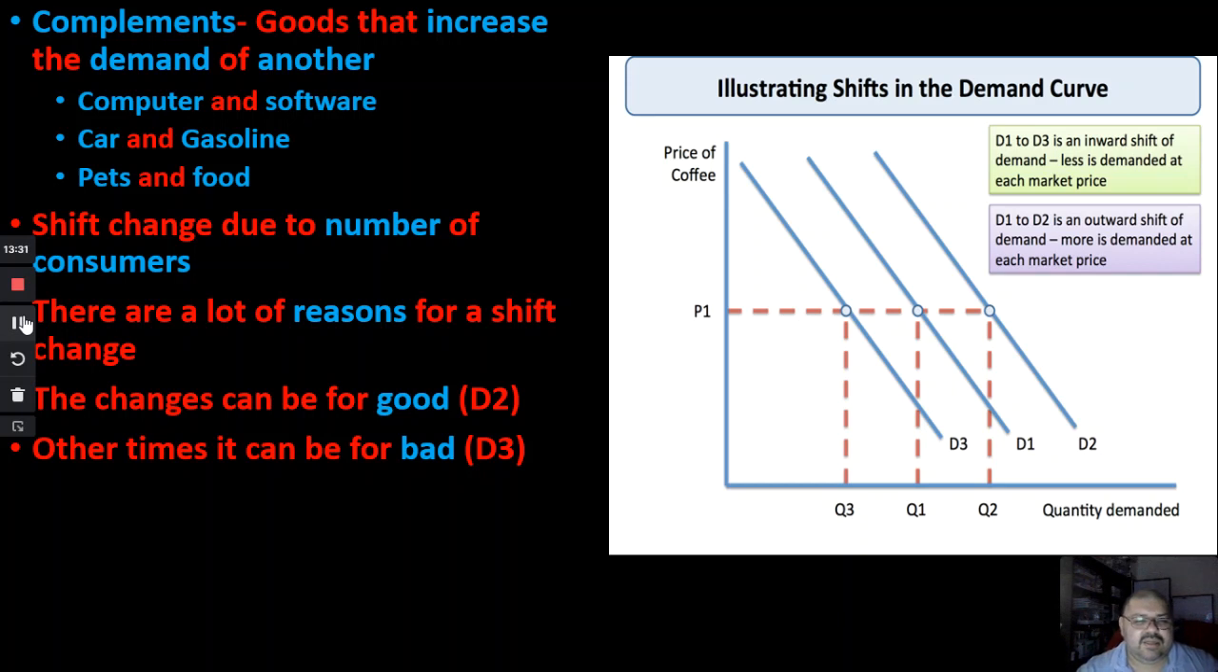Okay. Now, lastly, shift changes due to number of consumers. So when more people come into an area, they'll need more resources, more food, more water, stuff like that. It's not that hey, the price is lower, let's get some more. It's like hey, we have more people. We have more demand for it now because more people are here.